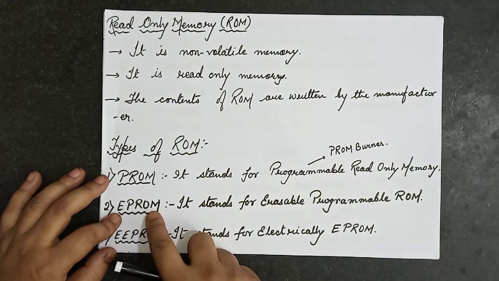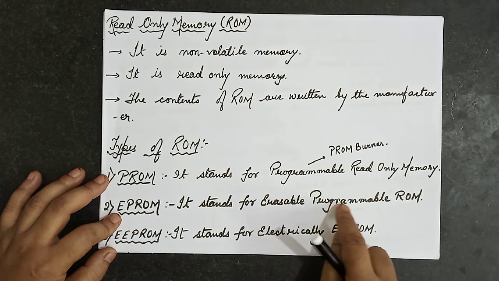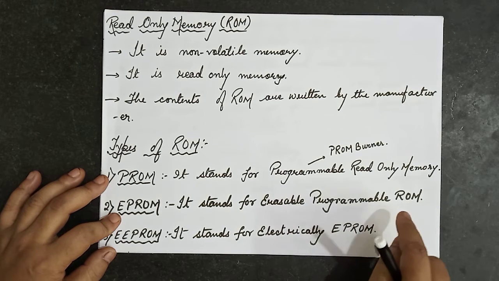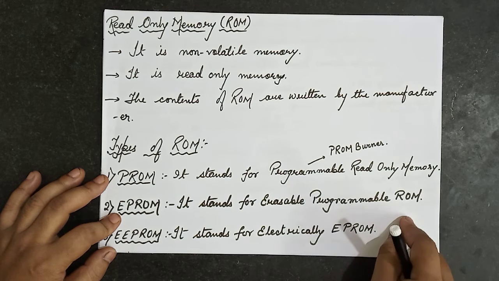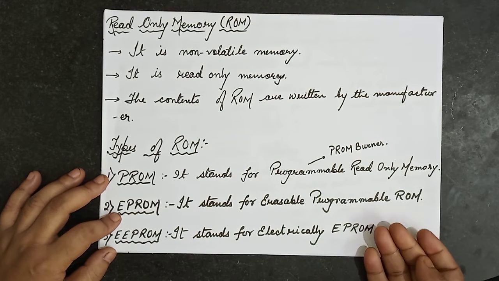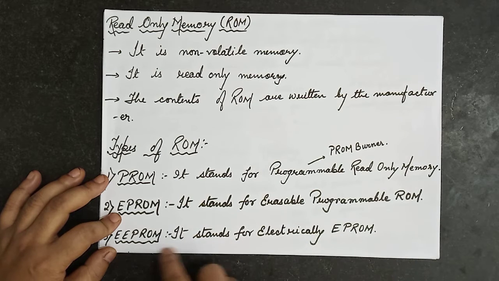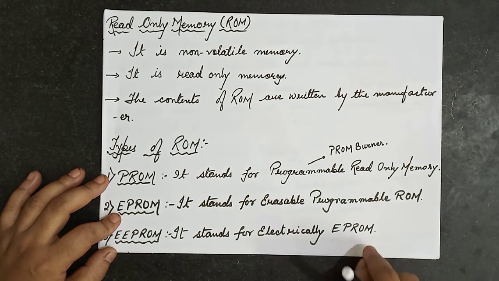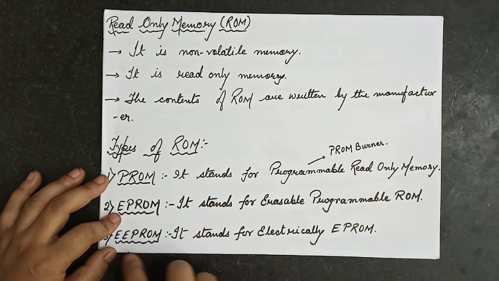Now let's talk about the EPROM. It stands for erasable programmable ROM. It retains its content until and unless it is exposed to intense ultraviolet light that clears its contents, making it possible to reprogram the memory. Next is EEPROM. It stands for electrically erasable programmable ROM. Its contents can be erased and then reprogrammed using electric signals. Nowadays, RAM and EEPROM both are integrated together.